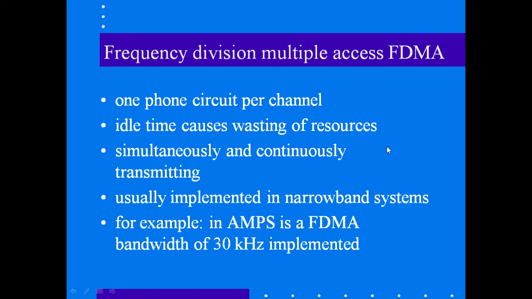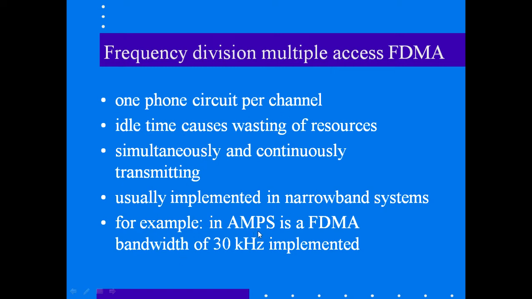As you know, in frequency division multiple access, multiple users can share the available single frequency spectrum in different ways like FDMA, TDD, FDMA, FDD. So one phone circuit per channel. Idle time causes wasting of resources. Simultaneous and continuous transmission by sharing the available single spectrum among different users is done for effective utilization of the limited frequency spectrum, and it is usually implemented in narrowband systems as we have seen in the previous classes.